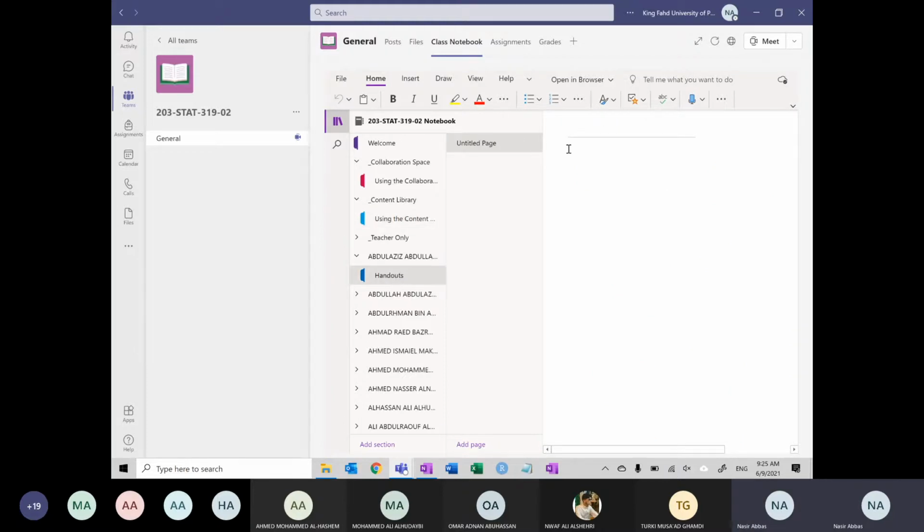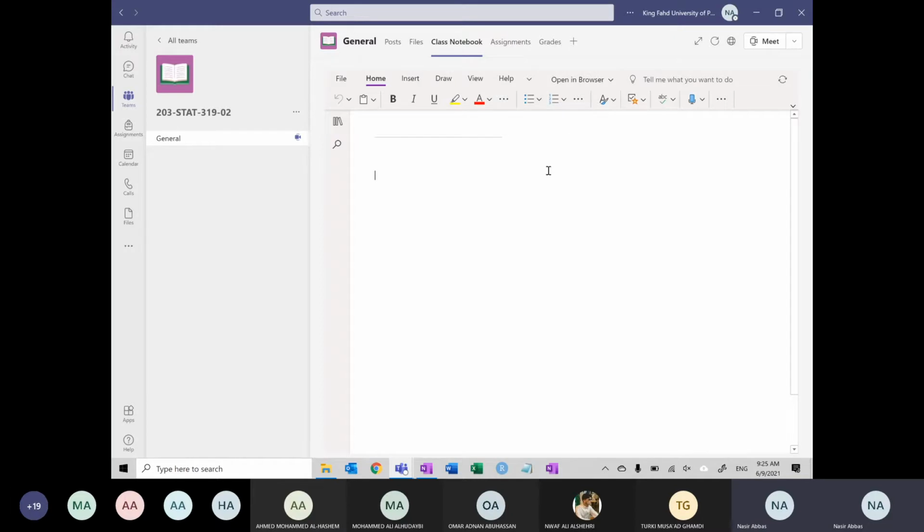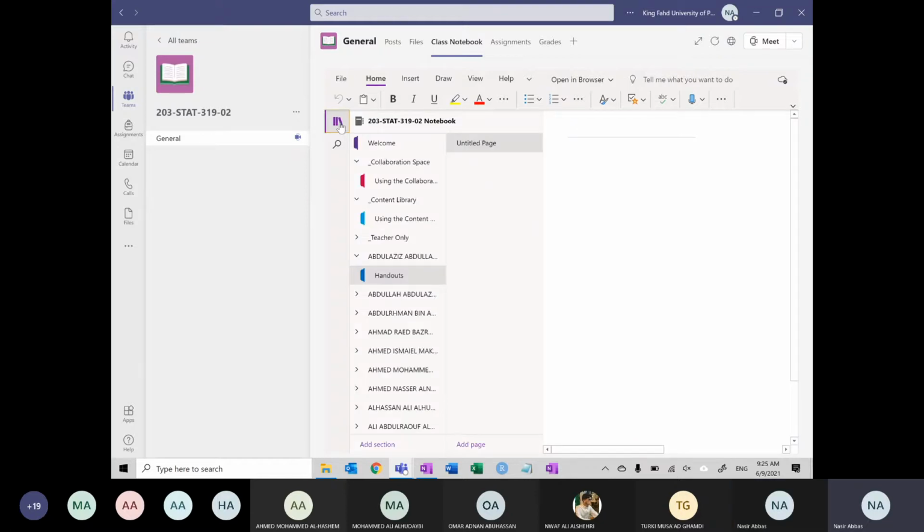So whatever you post here, only I will be able to see. So if you want to share anything with me in private, you can post it in your folder and send me an email that I want you to see this I posted in my folder. You can create new pages inside your folder. You can create new sections inside your folder.